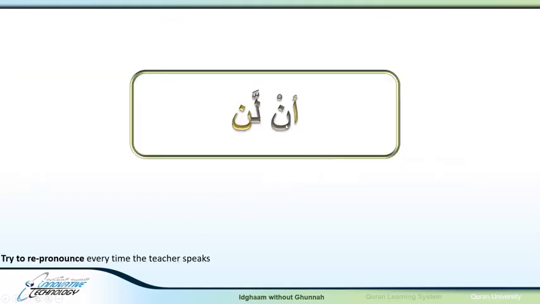Noon sakinah followed by a lam. When we merge the noon into the lam, it will sound like this: min lan, Allan. Basically, as if we eliminate the noon and make a lam with shadda. And notice there is no ghunna here.